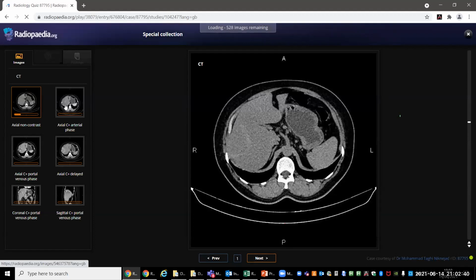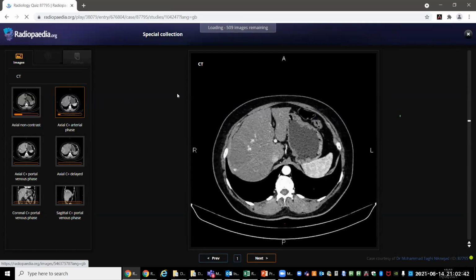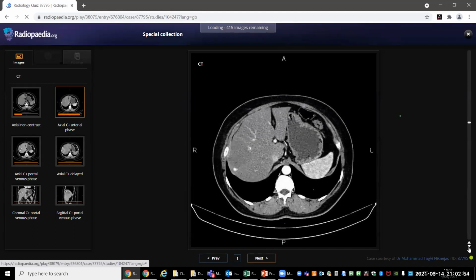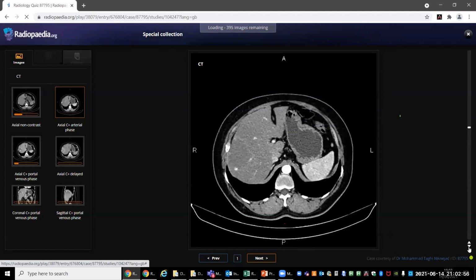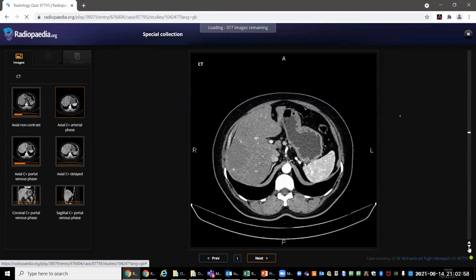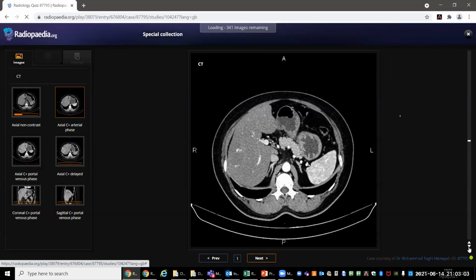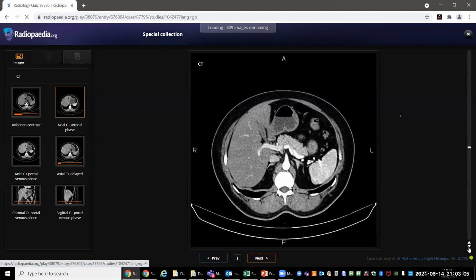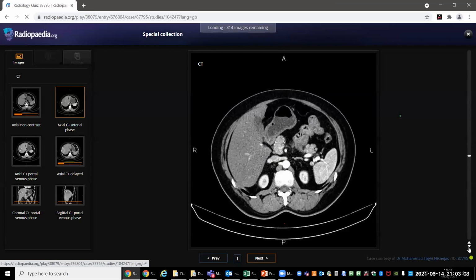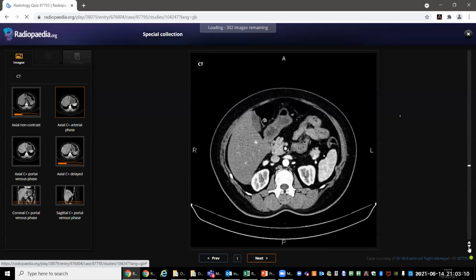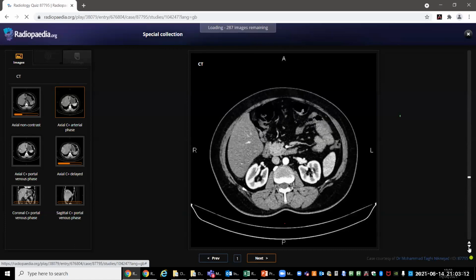So hold on. Okay, so you can scroll through. Okay, thank you. Well, I'm provided with the non-contrast CT. Are you scrolling? Well, I'm trying. Yeah, it's coming slowly. This is a contrast enhanced arterial phase CT of the upper abdomen. I'm just trying to look quickly at the images.